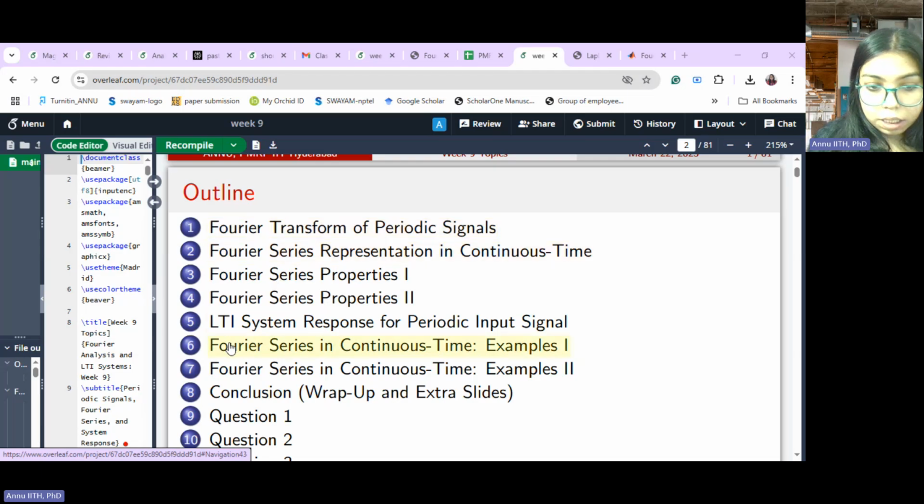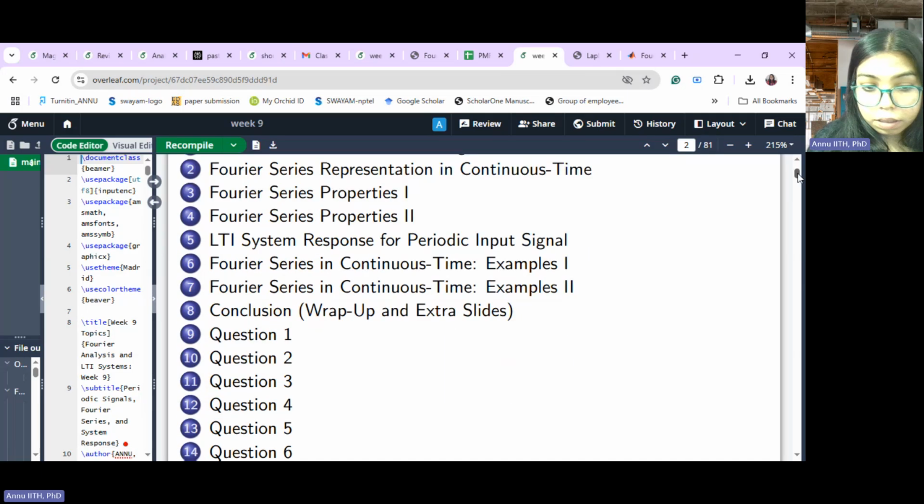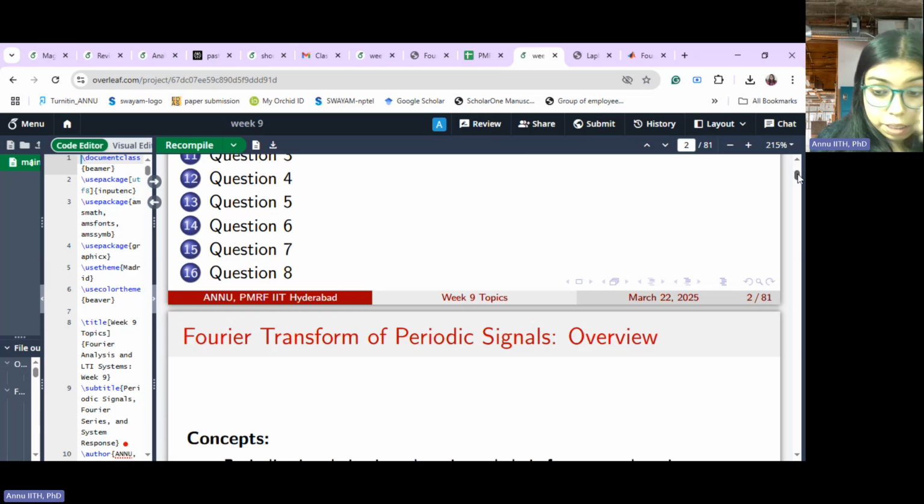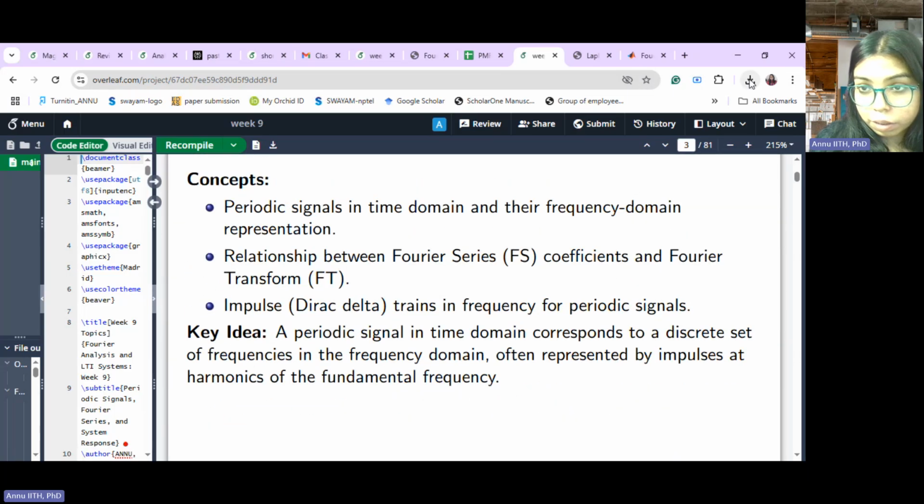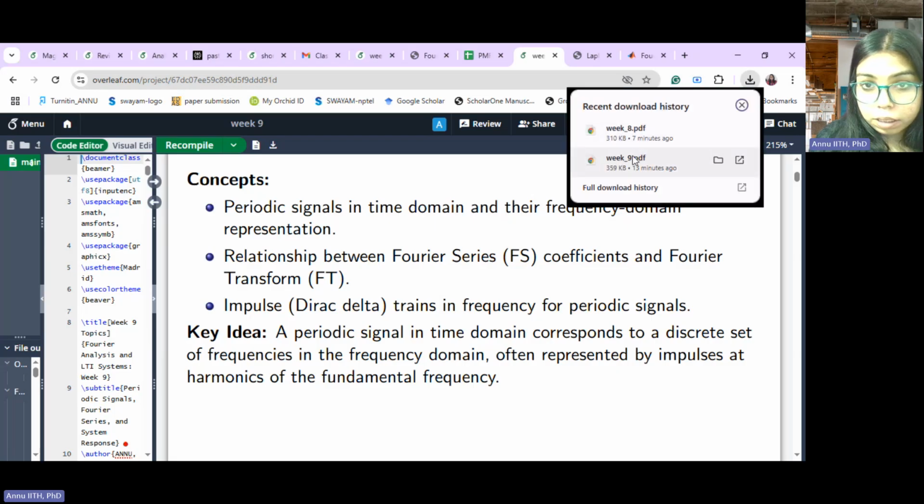Then Fourier series in continuous time examples. Then conclusion, wrap up, and some extra slides that I have prepared. Then some of the questions, up to 8 questions that were covered last year, that I have copied with proper solutions. Okay, so I have prepared it like this. So before this, what I would like to show you are some of the deep concepts.